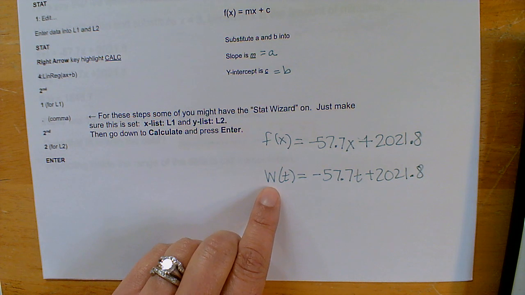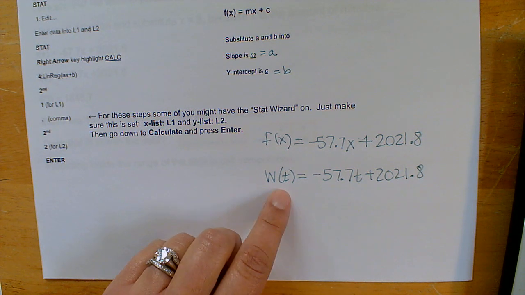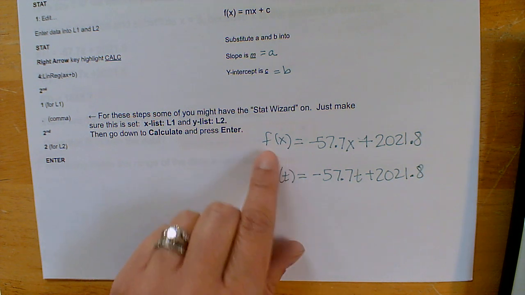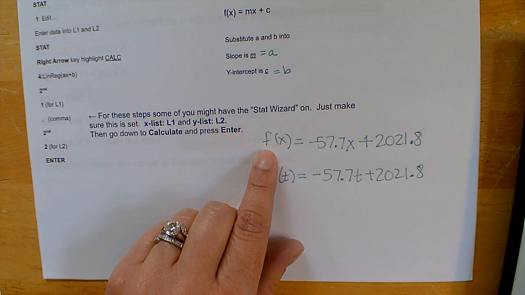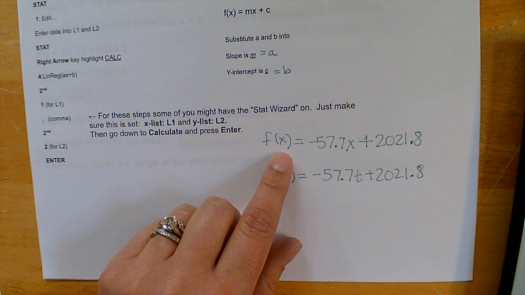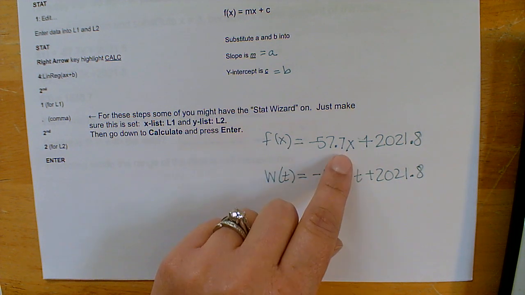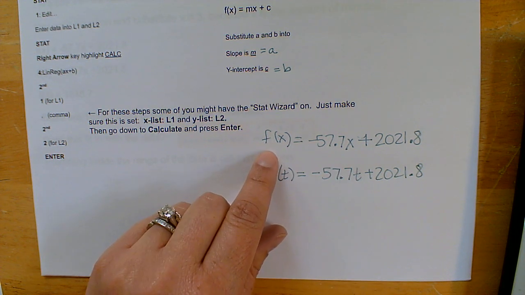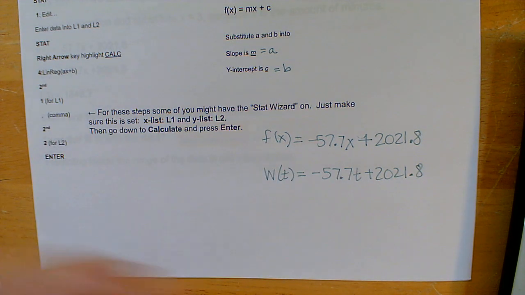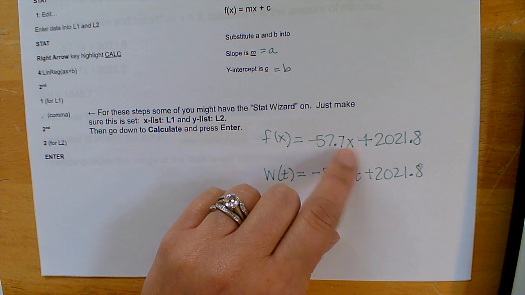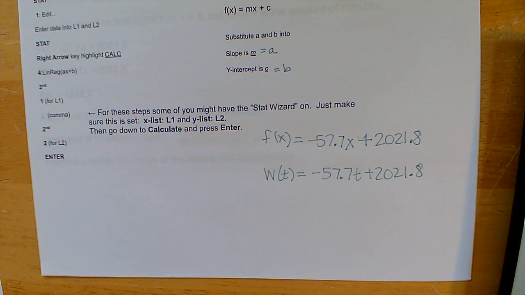This just puts it in terms of w for water and t for time. This is the generic equation where we can use x and f of x for anything. We'd have to say x is time and f of x is going to be the amount of water. So either one is correct.